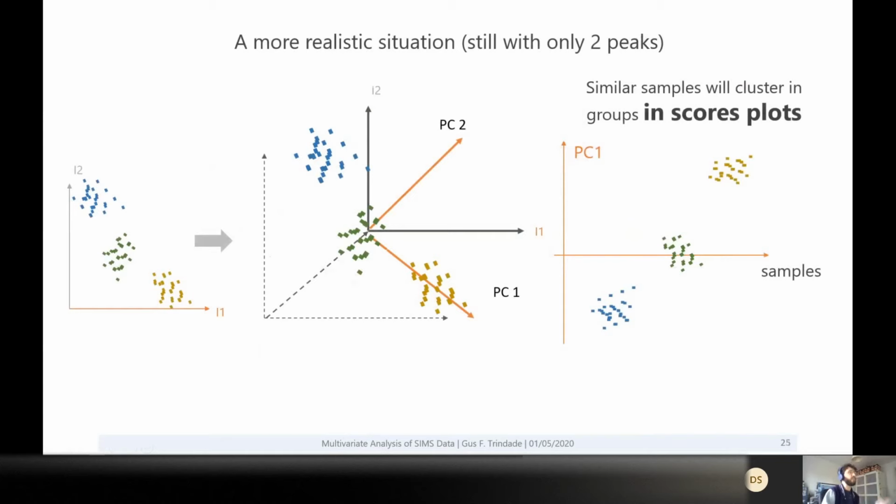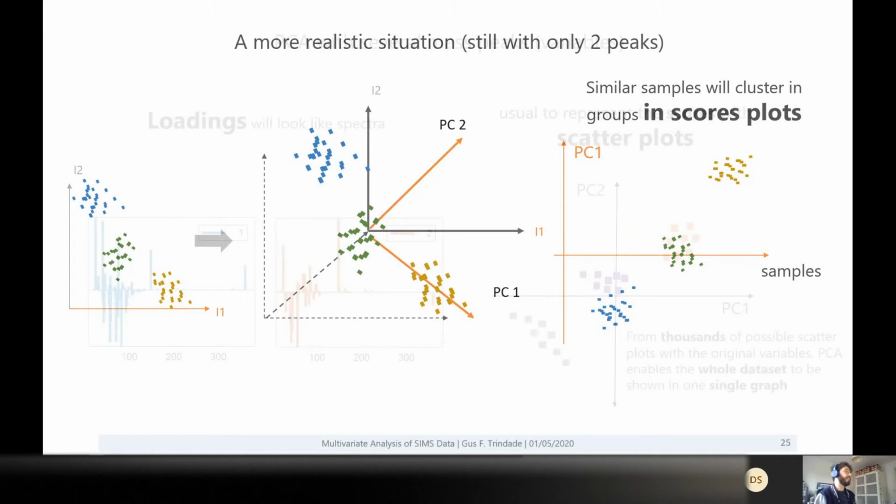So before we talk about more variables, just a more realistic situation, still in the 2 peaks case, we tend to do repeats of all measurements, and then these repeats will be around some mean value if they're coming from the same sort of sample. And when you do PCA in your scores plots, you have these clusters grouping your samples. So that's why in several papers you see these sort of plots grouping the observations or the measurements with different colors.